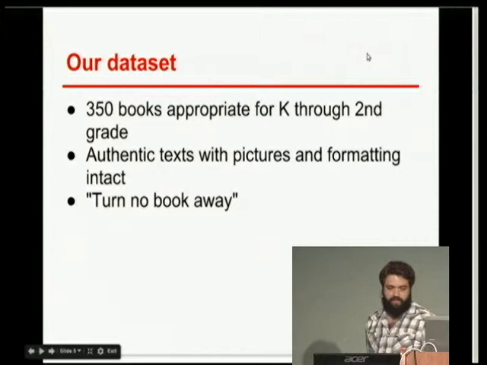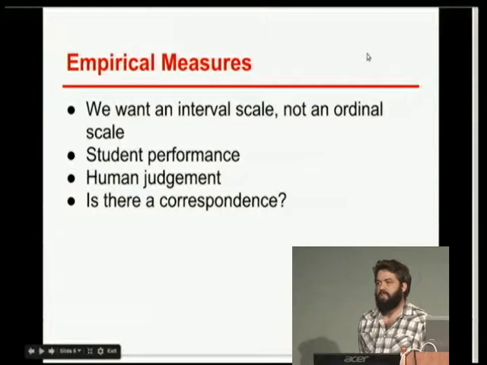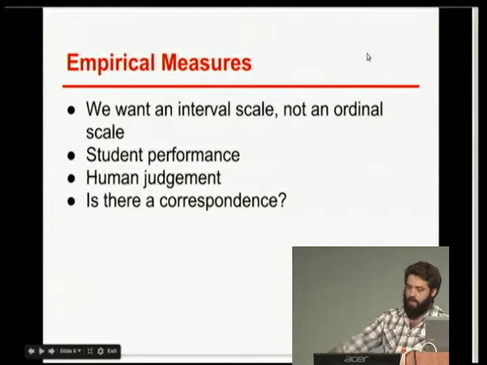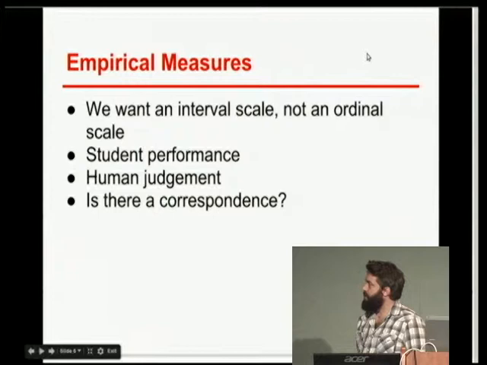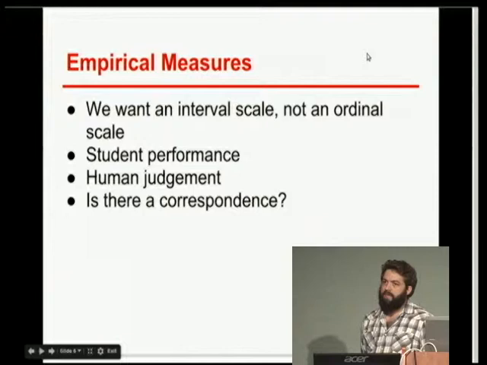We want this research to be empirically based, and we want to create an interval, not an ordinal scale. That just means that the distance between 100 and 200 on the scale is the same as between 200 and 300. So it's not just an ordering, it's an actual continuous measure of difficulty or complexity of the book. We collected two classes of empirical measures: student performance on an assessment task, which I'll tell you about, and also human judgments of complexity. And this is not the main question, but one of the side questions of the project was, how much of a correspondence is there between what early reading educators believe is complex or difficult and what students believe is complex and difficult through their performance?